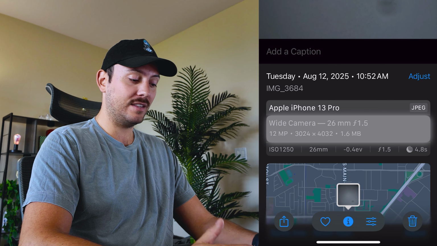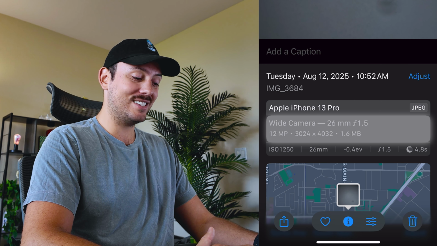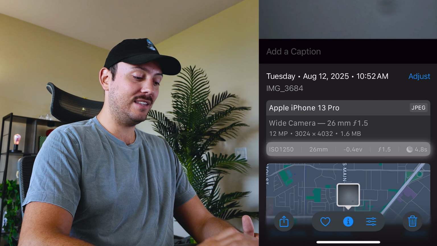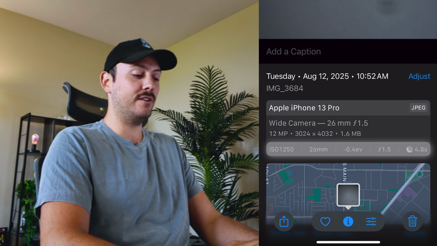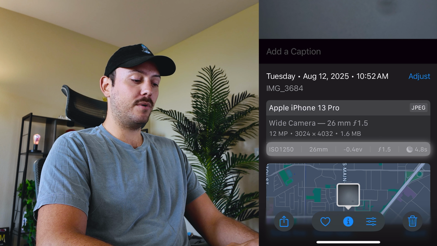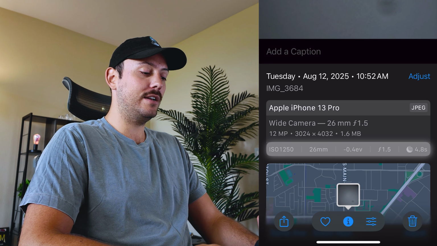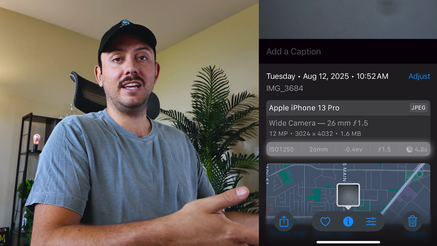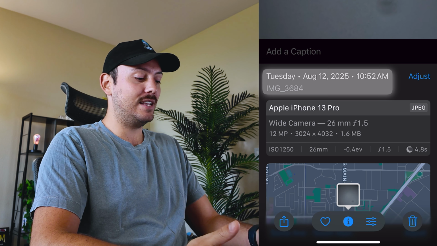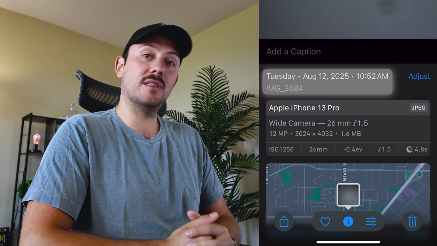size of the image, being that this one is 3024 pixels by 4032 pixels, as well as it is 1.6 megabytes. And the other important information like the ISO, again, the focal length, meaning the 26 millimeters, the EV setting or the exposure setting, the focal length being 1.5, and then there was a 4.8 second timer on the night mode because, again, I was just looking into my desk here, so it was nice and dark. So you see all that, as well as the name of it being IMG 3684 and the date and time that the photo was taken.